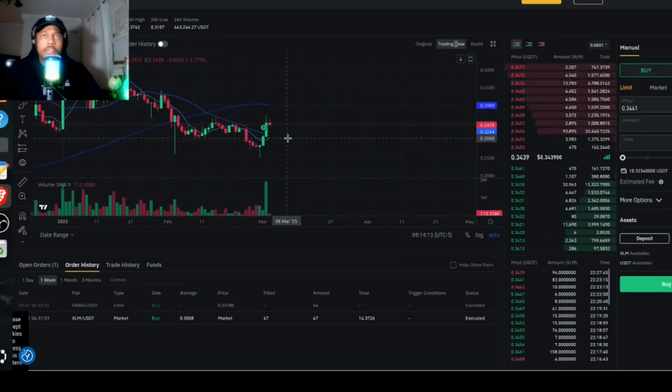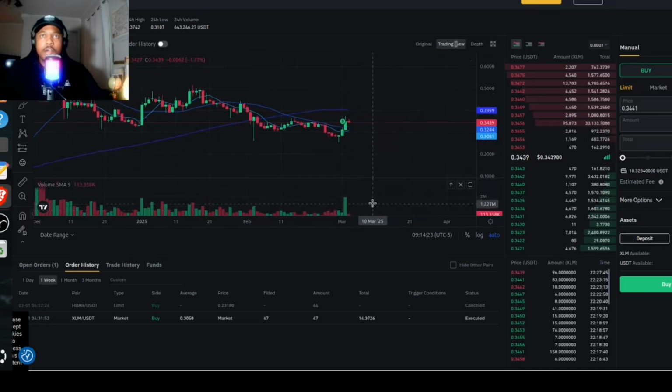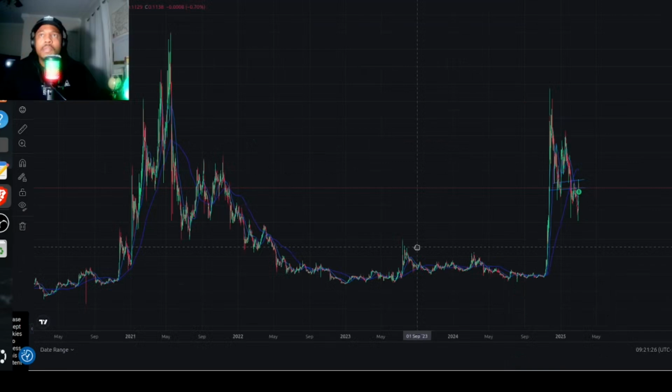So what did I buy at? 30.5. So I bought down here somewhere just before the breakout, and you see you had this big green candlestick that came in. This is a lot of volume, so that's about $1.8 million worth of volume that came in. Now the thing is this, the way this looks on a larger scale, if you zoom out, this is essentially what it is right here from my viewpoint.